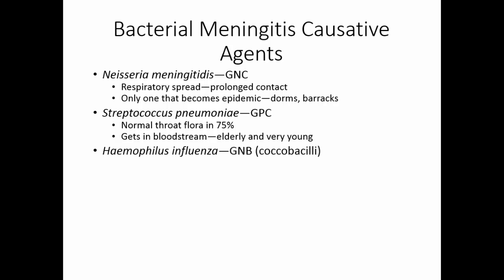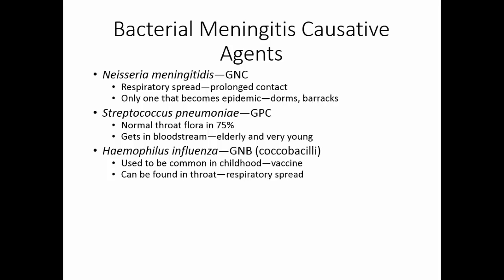Haemophilus influenza is a gram-negative bacillus. It's actually a pretty short, fat bacillus, so it falls in the category of being a coccobacillus. This used to be the most common meningitis in childhood, children under the age of 5, but there is a vaccine and most children are now vaccinated for this, so we don't see it nearly as often. It's more common in the elderly now. This also can be normal throat flora and can be spread through respiratory secretions, but it typically is not contagious.